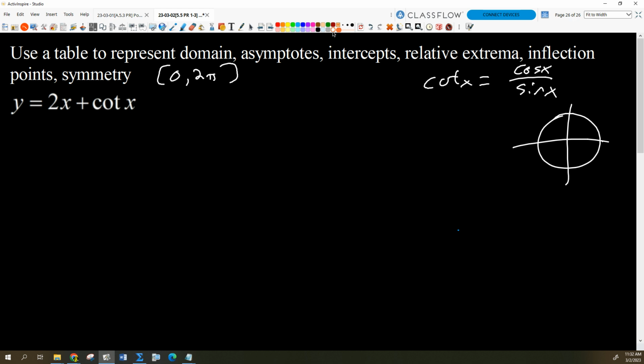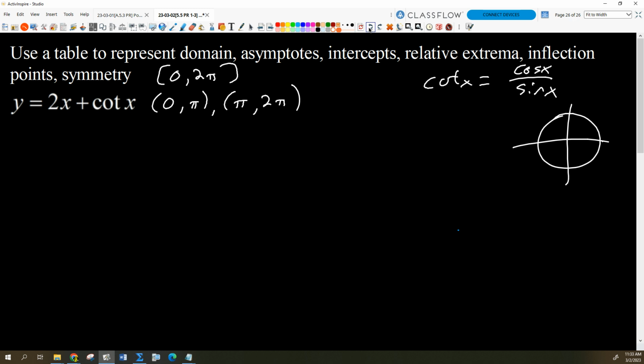So we would have to change our domain. It'd have to be from 0 to pi, excluding pi. So I'd have to exclude all those values, right? And those would be vertical asymptotes, wouldn't they? Those are zeros of sine, but not cosine. Okay. So if we made our table, well, actually we don't make a table yet. No horizontal asymptotes, obviously, right?